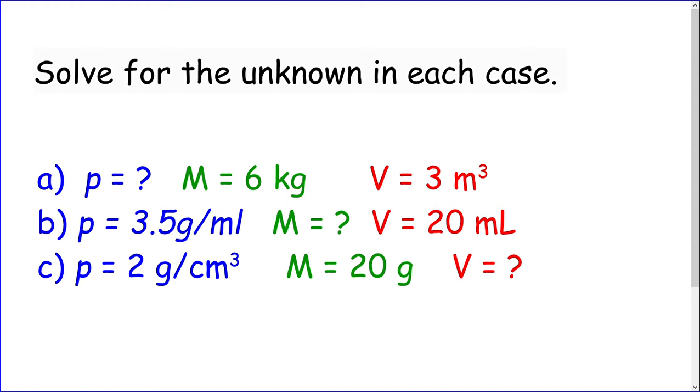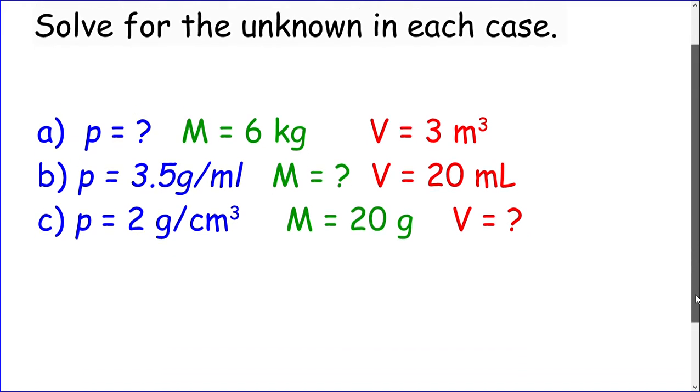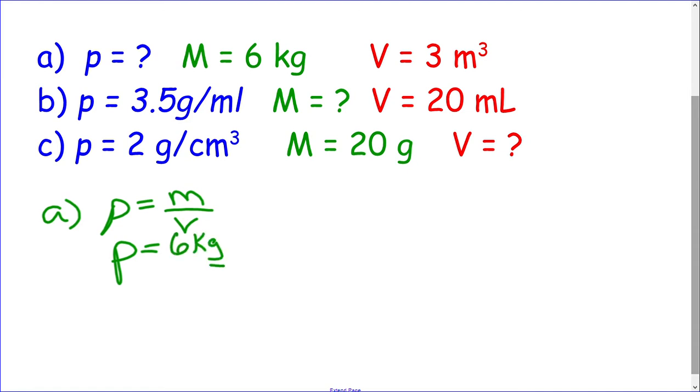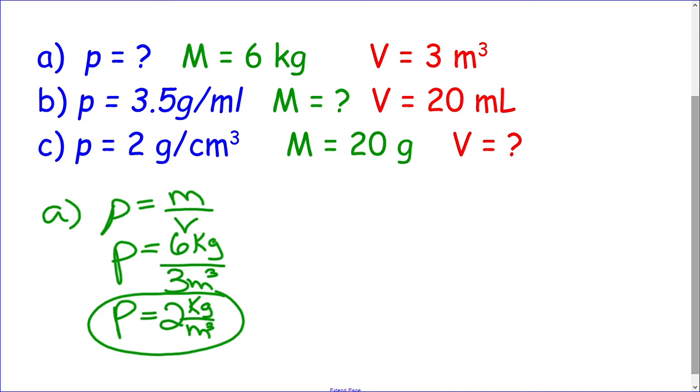Alright, so let's try out the A question. So the A question starts us off solving for rho, solving for density. It's equal to mass over volume. Density is equal to, my mass is 6 kilograms. My volume is 3 cubic meters. And so density is equal to 2 kilograms per cubic meter. Okay, 6 divided by 3 gives me my 2, and then kilograms over cubic meters as a unit. There's no context here, so I don't need to have a sentence for an answer.